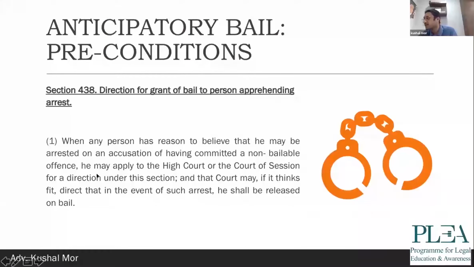Second is anticipatory bail. Anticipatory bail, if you try to search in the CrPC, the phrase is not defined. In fact, the word anticipatory is not used anywhere in the code. So therefore, I have culled out sub-section 1 of section 438. 438 is the section which allows the court to release a person on anticipatory bail. So I'll read it out. It says, when a person has reason to believe that he may be arrested on an accusation of having committed a non-bailable offense. Please note two important things. When a person has reason to believe and non-bailable offense, he may apply to the High Court or the Court of Session for a direction under this section, and the court may, if it thinks fit, direct that in the event of such arrest, he shall be released on bail.